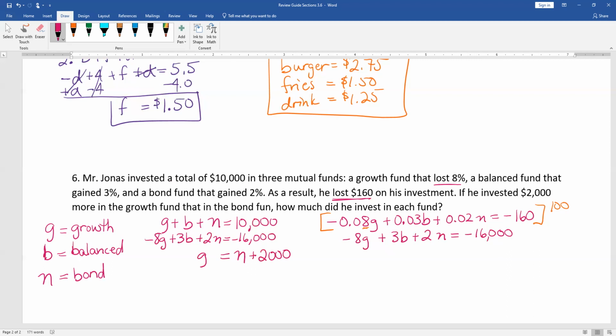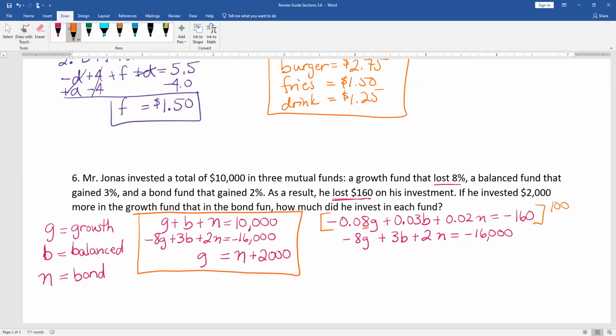So that's kind of the important thing. You could also write that as g minus n equals 2,000. The difference between the two is 2,000. Either way, but just make sure the growth fund, in order to make them equal, because we know more money was put in the growth fund, the amount of the growth fund equals the amount of the bond fund plus 2,000. So just make sure you don't get those flip-flopped. All right, so here is the first question that we're asked.